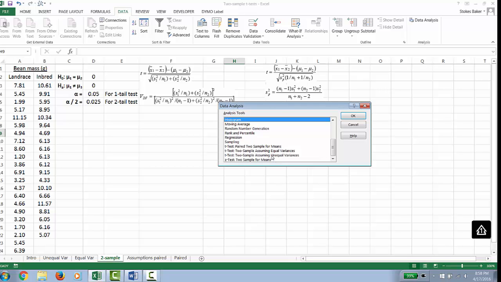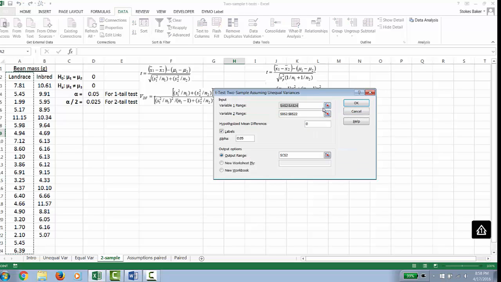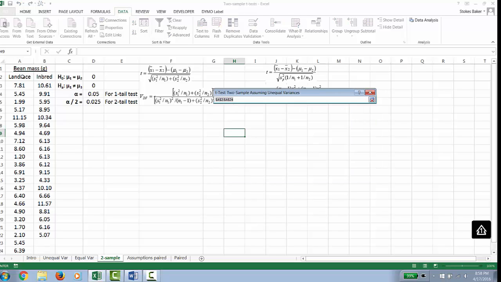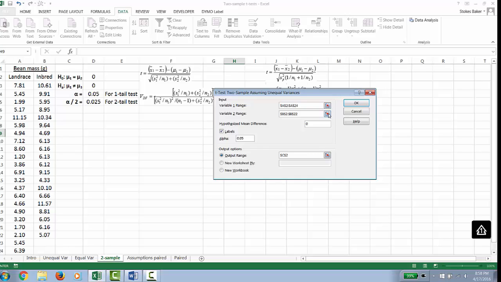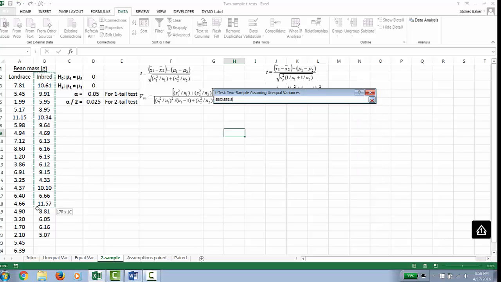I'm going to first take the most conservative, which is two-sample t-test assuming unequal variance. I'm going to click OK. It asks me for my input range. In this case, I'm going to do the study of the landrace. Then it asks for variable 2, that will be our inbred variety.